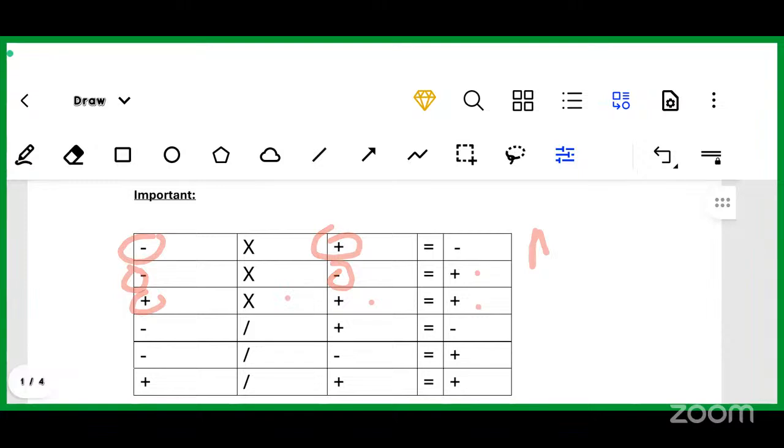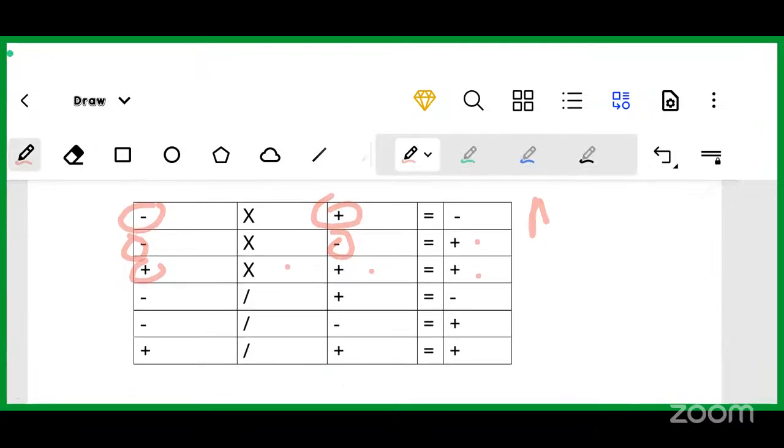The same applies when we're dealing with division. When you are dividing a negative number by a positive number, you're going to get a negative answer. If you're dealing with negative divided by negative, you're going to get a positive answer. And positive divided by positive gives a positive answer. So let me show you something.